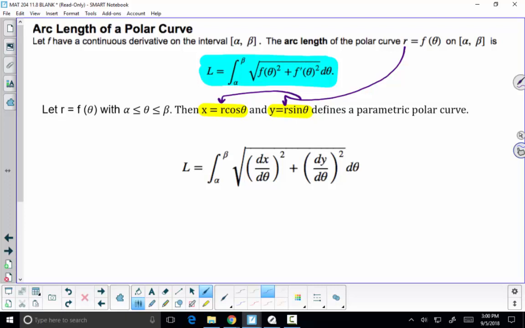In general, my recommendation is not to remember an extra formula. If you already have a formula that you kind of know, and you just have to extend it a little bit, that's usually a better way to go. This one's not that complicated to remember, though. Instead of dx and dy, you have f and f prime. It's kind of up to you.